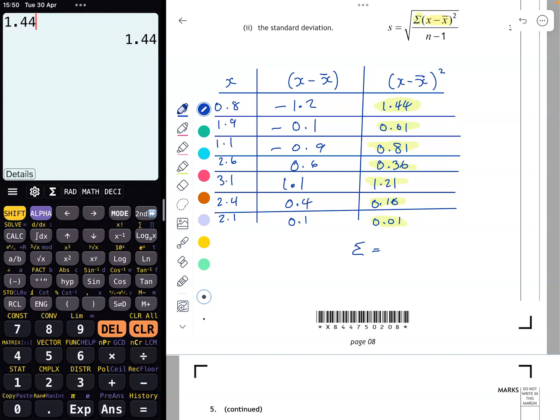So it's 1.44 plus 0.01 plus 0.81 plus 0.36 plus 1.21 plus 0.16 plus 0.01. Okay, I've gone wrong somewhere. I've made a little mistake somewhere in my calculator, maybe. I'm just going to double check. Sorry about this. So we've got 1.44 plus, I've put 0.4 there. It should be 0.1. Sorry about that. I made a mistake on my calculator there. So when I've done that, it comes to exactly 4. So the sum of those is 4.